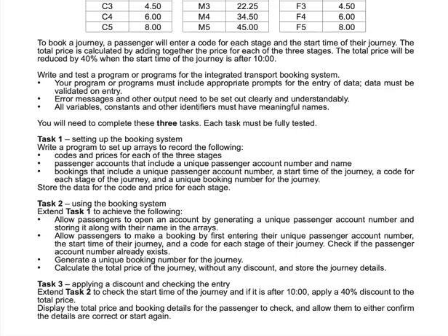And then finally task 3, applying a discount and checking the entry. So we're going to extend task 2 to check the start time of the journey, and if it's after 10 o'clock, apply a 40% discount of the total price. Display the total price and the booking details for the passenger to check and allow them to either confirm the details are correct or start again.